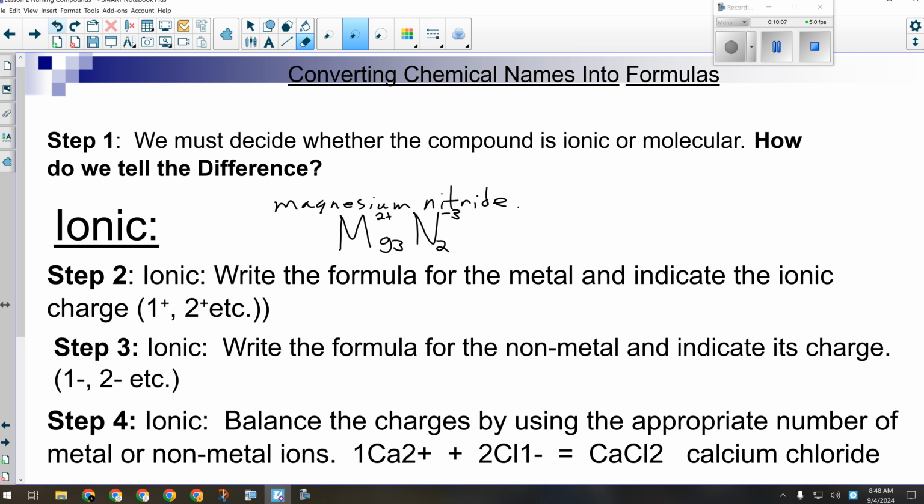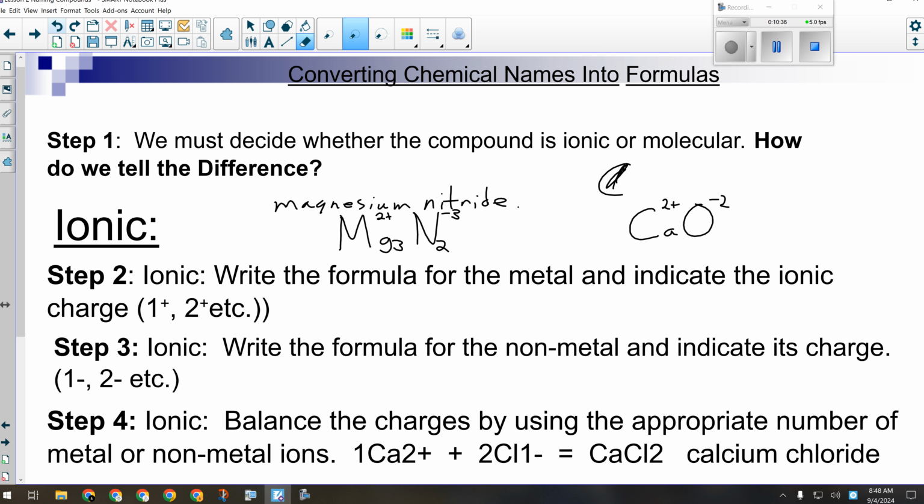Now, is the drop and swap infallible? It is not. Sometimes you might have to reduce the numbers. It happens pretty frequently if I had, let's say, calcium oxide. So I would write the formula for calcium, and I would write its charge, 2 plus, and it's with oxygen, which is a 2 minus. If I drop and swap this, I get 2 and 2. Should I leave it that way? No.